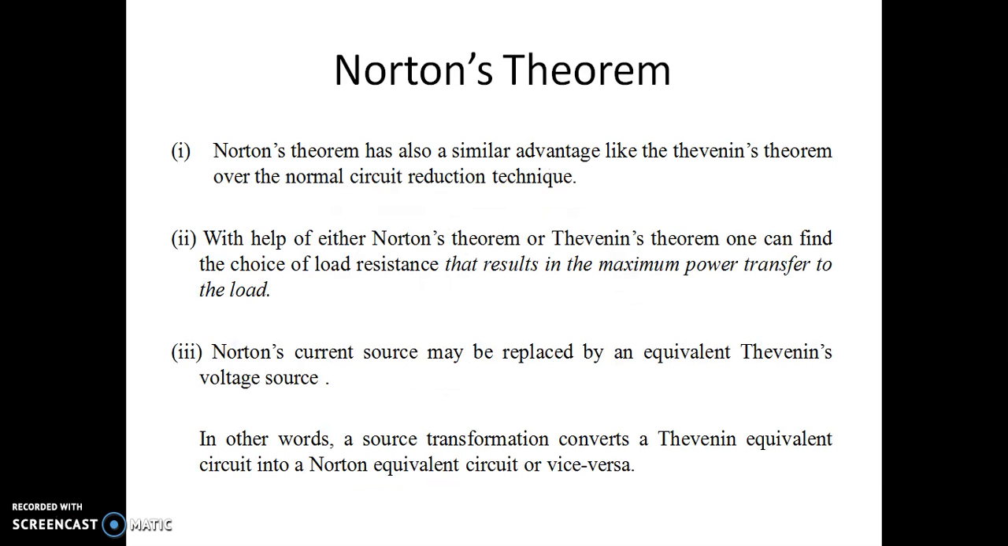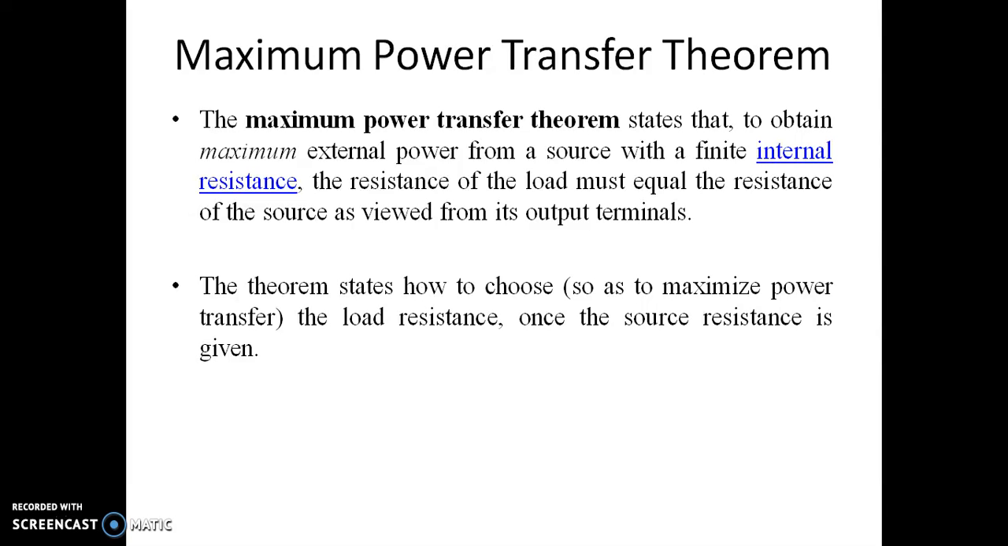Norton's theorem also has a similar advantage to Thevenin's theorem over the normal circuit reduction technique. With the help of either Norton's theorem or Thevenin's theorem, one can find the choice of load resistance that results in the maximum power transfer to the load. Norton's current source may be replaced by an equivalent Thevenin's voltage source. In other words, a source transformation converts a Thevenin equivalent circuit into a Norton's equivalent circuit or vice versa.